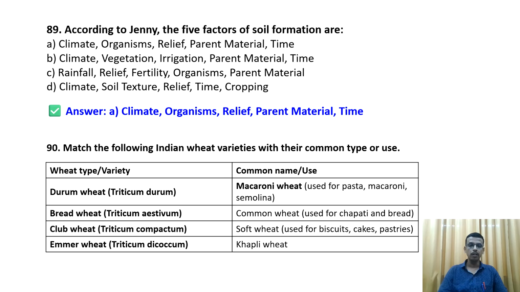Match the following: durum wheat, Triticum durum. This is the Macaroni wheat used for pasta. Bread wheat, common, that is Triticum aestivum, common wheat used for chapati and bread. Club wheat, that is Triticum compactum, the soft wheat used for biscuit, cake, pastry. And emmer wheat, that is Triticum dicoccum, khapali wheat. Okay, so I have given it line by line.